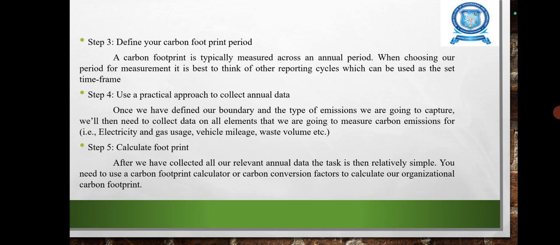Here we also have some tips to follow. That means annualize partial data. Data should be for an annual period. Use proxies where you do not have primary data. Use intelligent estimation. The next step is to calculate the footprint. After we have collected all our relevant annual data, the task is relatively simple. You need to use a carbon footprint calculator or carbon conversion factors to calculate our organizational footprint.